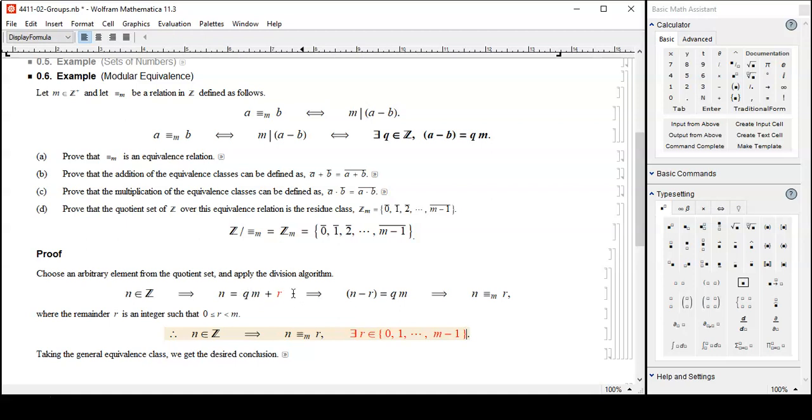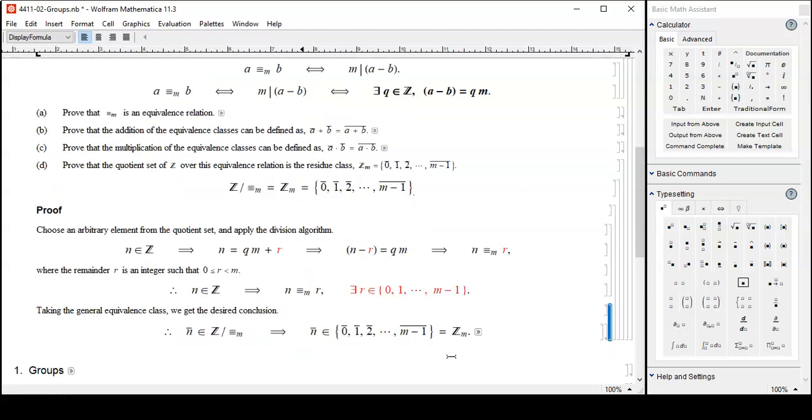And then if I flip this r to the other side, what do you get? The right hand side is qm, so n, the original arbitrary integer, is congruent to a certain r, and that r comes from any one of these, 0 through m minus 1. So no matter what integer I start off with, it's equivalent to one of those, and there are m of those. Therefore, we go to a conclusion like this.